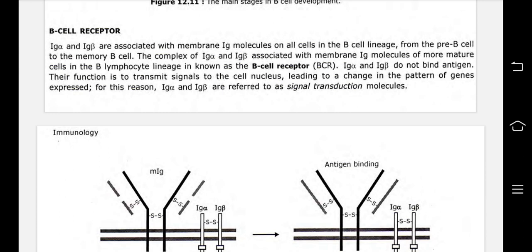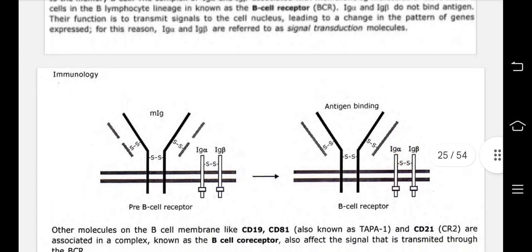The complex of Ig alpha and Ig beta associated with membrane Ig molecules of more mature cells in the B lymphocyte lineage is known as B cell receptor. Ig alpha and Ig beta do not bind antigen. Their function is to transmit signals to the cell nucleus, leading to a change in the pattern of genes expressed. For this reason, Ig alpha and Ig beta are referred to as signal transduction molecules.